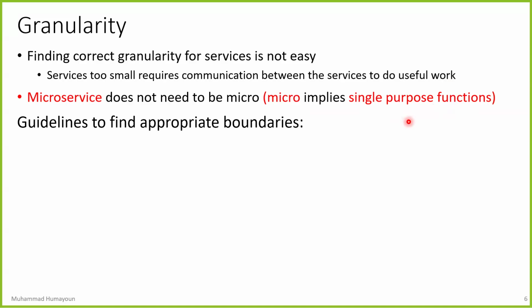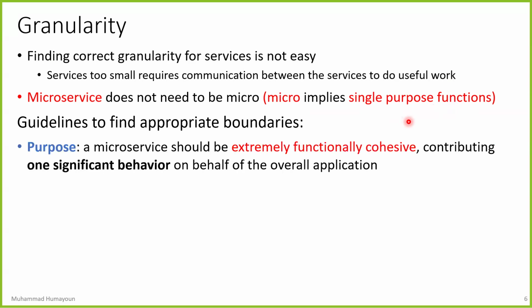So what can be the guidelines if you want to find appropriate boundaries for your services? You need to look at the purpose of each microservice. When you are designing your microservices, you look at purposes. A microservice should be extremely functionally cohesive, so it should serve one purpose. And when you look at it from this perspective, you will be able to design good microservices. So one significant behavior on behalf of the overall application.